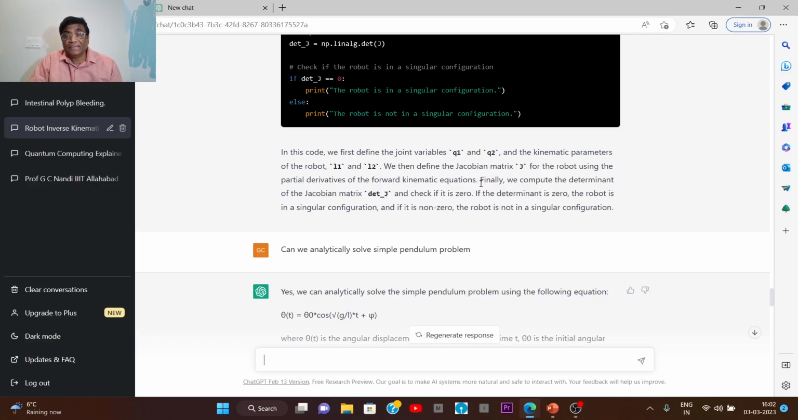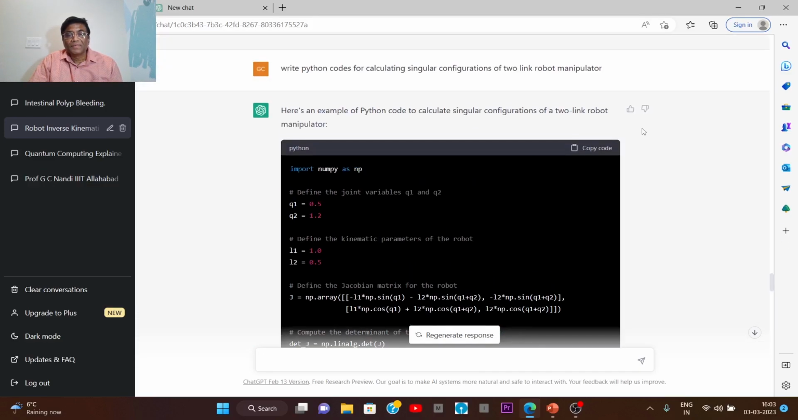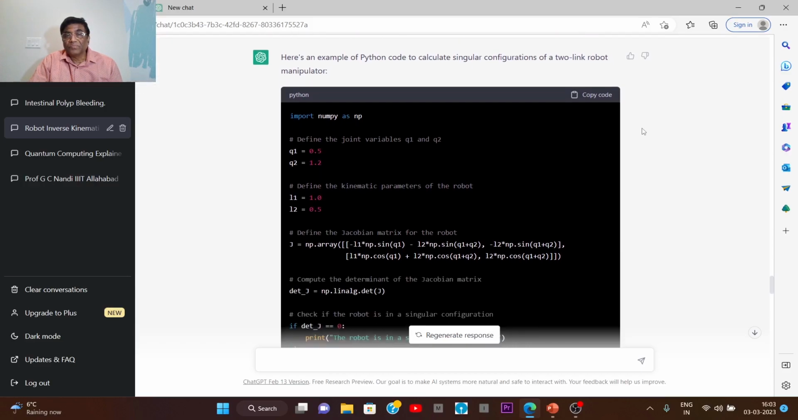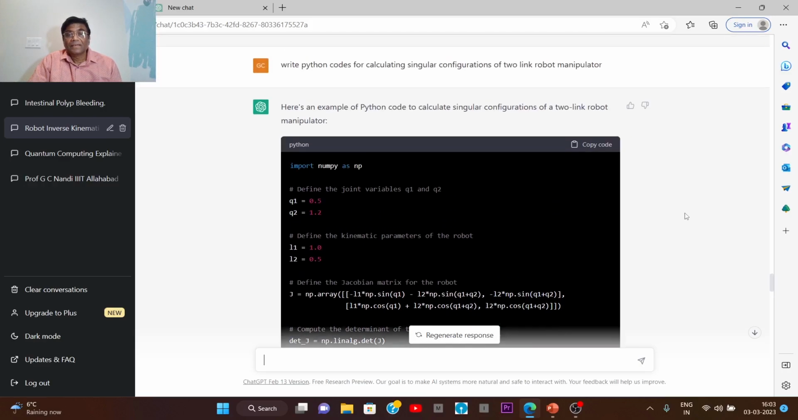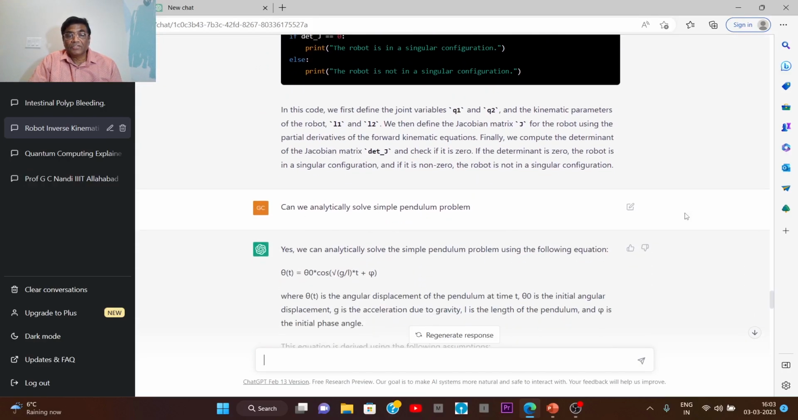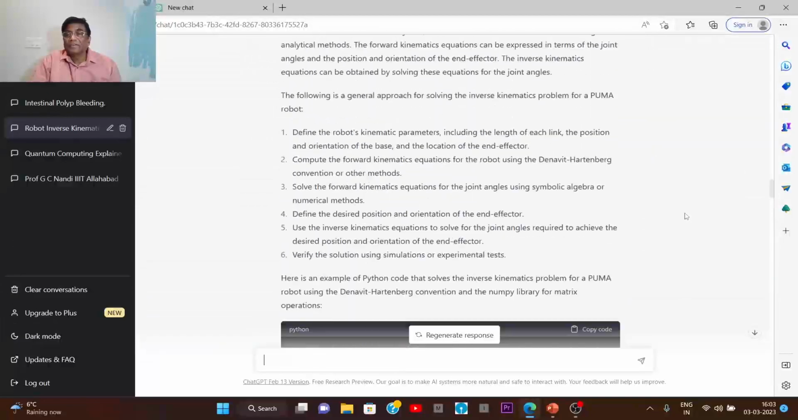And finally, we compute the determinant of the Jacobian matrix and check if it is zero. If the determinant is zero, the robot is in a singular configuration. And if it is non-zero, the robot is not in a singular configuration. So ChatGPT knows about singularity. Okay, and it told me about this.